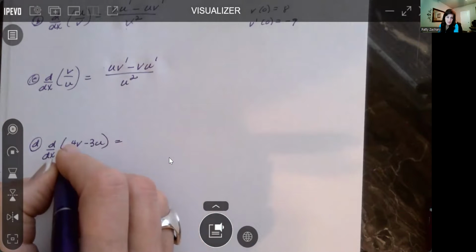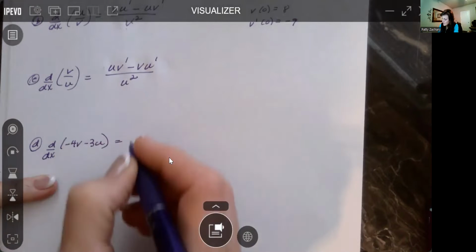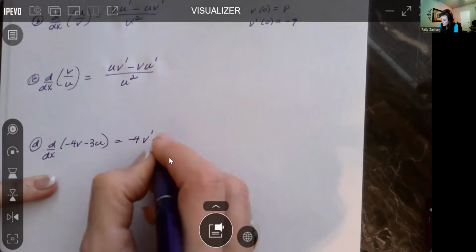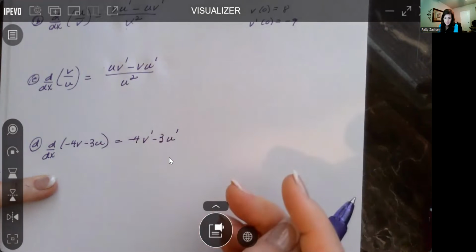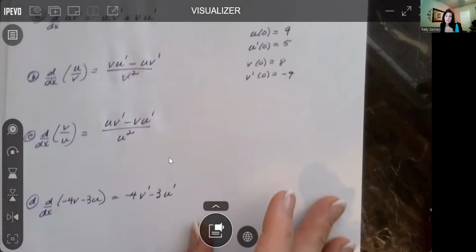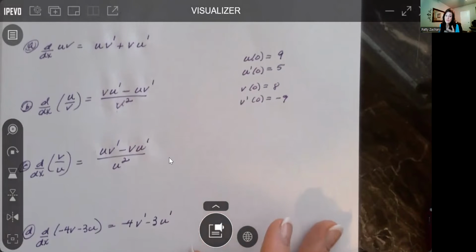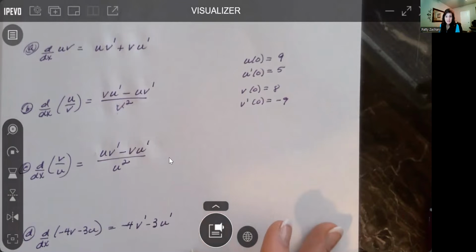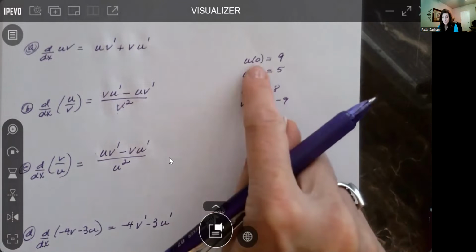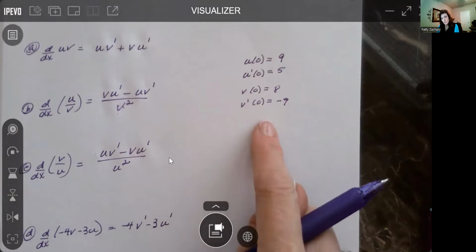And part D, this is just a constant -4 in front of your variable. So it would just be -4v prime minus 3u prime. So there's your derivatives. Now the question wanted you to evaluate these at the function value of 0, and it gave you all of this information.